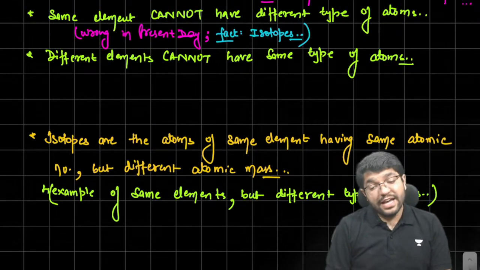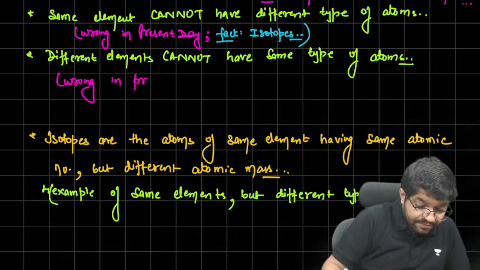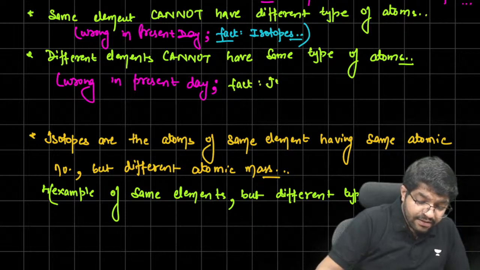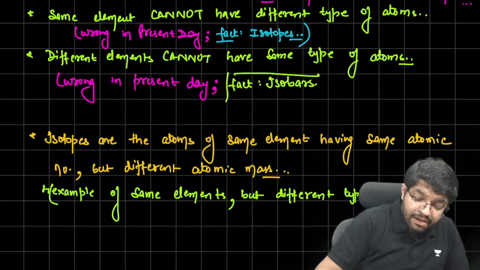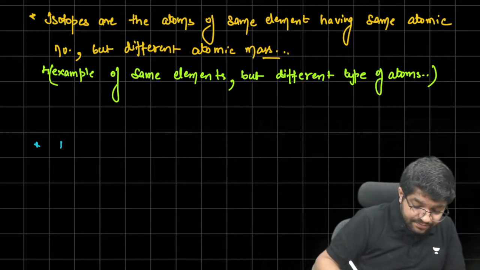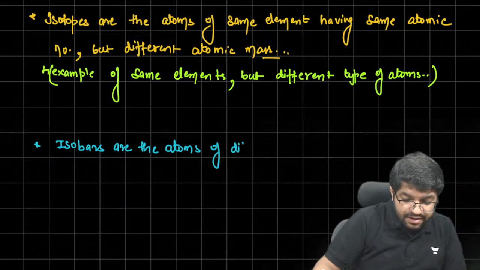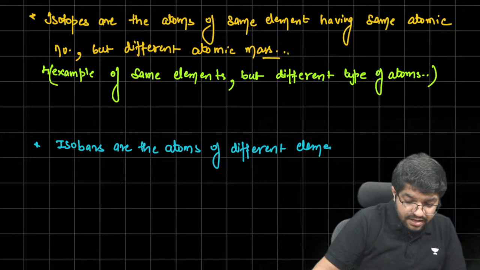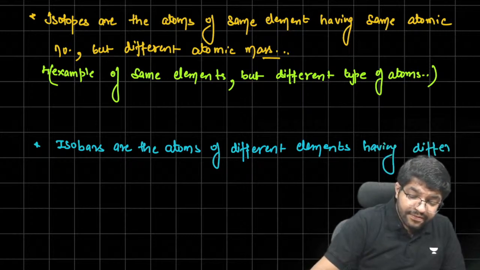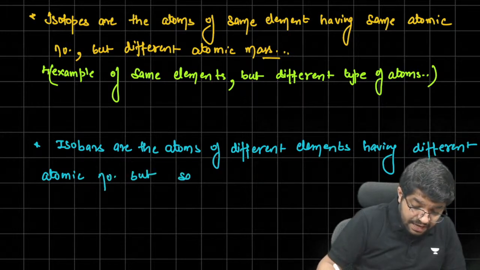Similarly, different elements cannot have same types of atoms. This is also wrong in present day. The fact is isobars. And what is isobar? Isobars are the atoms of different elements having different atomic number but same atomic mass.